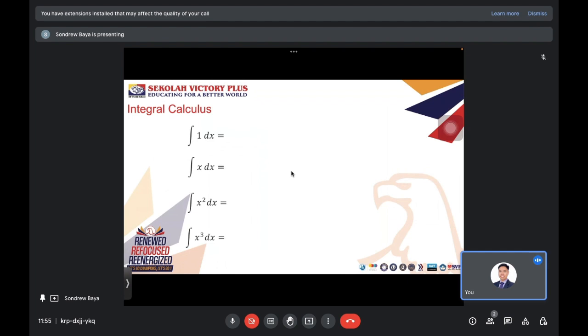All right, so the first function here, the integral of 1 dx, or the integral of dx, will just be equal to x plus the constant c. The integral of x dx is x squared over 2 plus c. For x squared dx, the integral is equal to x cubed over 3 plus c. And of course, the integral of x cubed dx is equal to x to the fourth over 4 plus c.